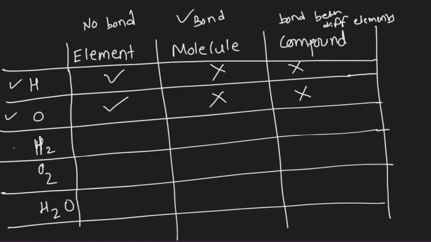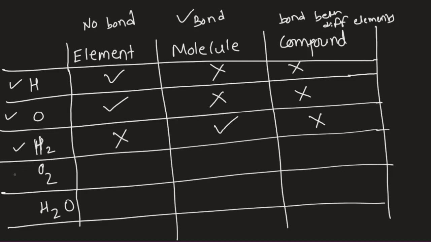Let us take the next example, hydrogen molecule, H2. Is it an element? No, it is not an element because there is a bond involved there. Is it a molecule? Yes, it is a molecule because there is a bond involved between two hydrogen atoms. Is it a compound? No, it is not a compound. The reason being, even though there is a bond involved, the elements involved are the same elements. For a compound, we need a bond between two different types of elements.